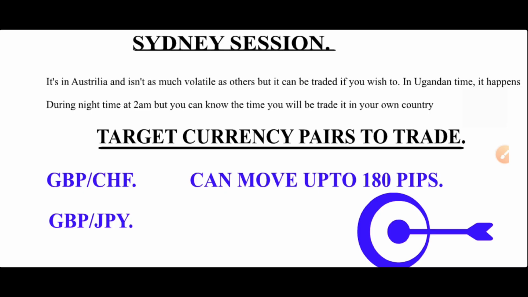The target currencies to trade, we can use even AUD pairs. I didn't mention it here, but you can trade AUD pairs, and also GBP CHF and GBP JPY. Of course, other currencies can also seem to be moving, but the ones that you should focus on are these. I also recommend that you keep monitoring them if you want to trade these sessions, so that you can easily make your own table of currencies that are active, because some days some currencies are active and others are not that active.